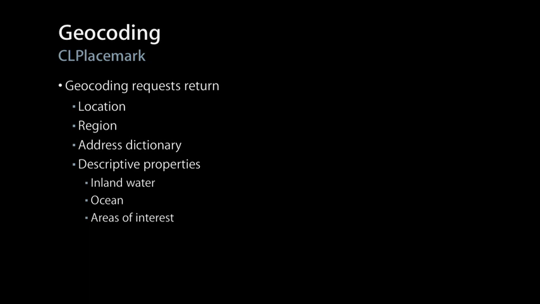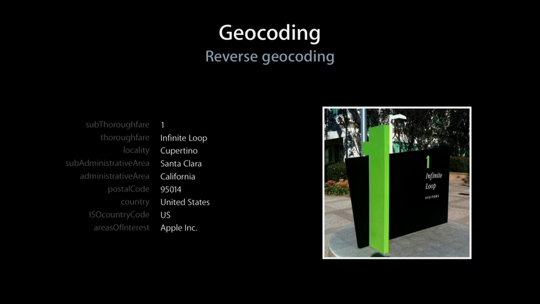And then you can also get this areas of interest property. Like at the beginning, you saw that I turned One Infinite Loop into Apple Incorporated. This is the kind of information that you can get out of your geocoding results. Now you can see here, I've done a reverse geocode on One Infinite Loop. And you can see that we get a lot of information, like the subThoroughfare, which is the building number, the thoroughfare, which is the street, and more additional information such as postal code, country, and that areas of interest property.